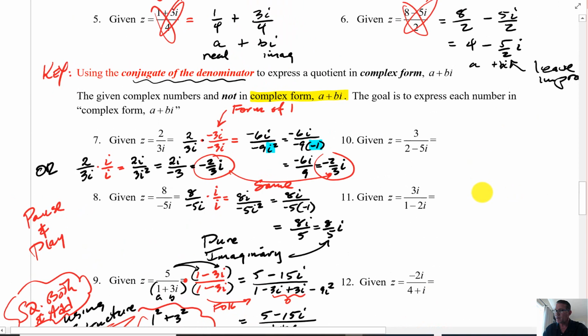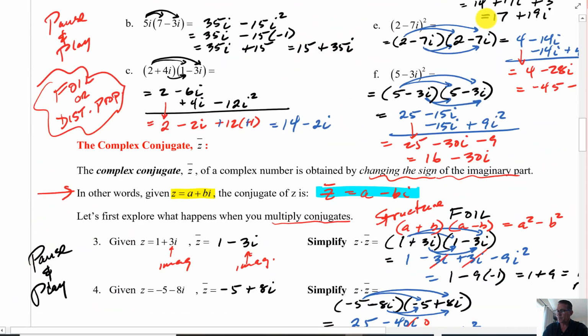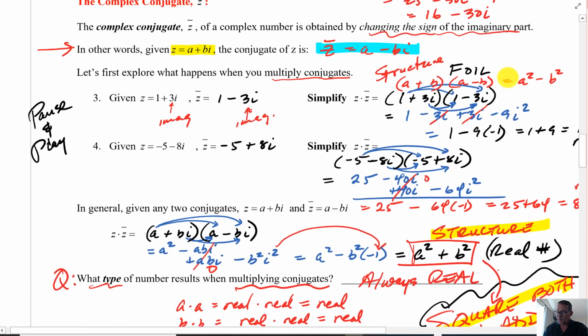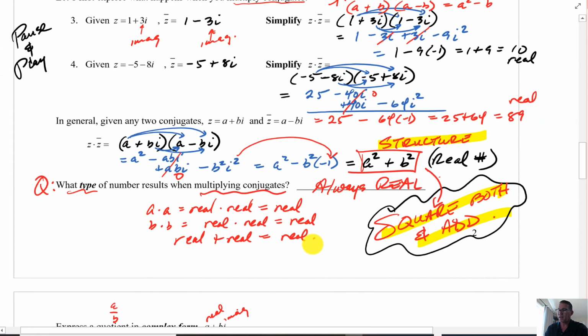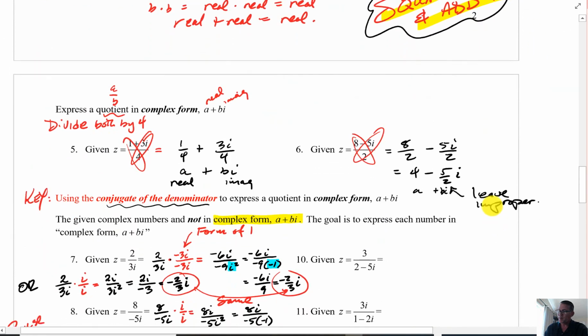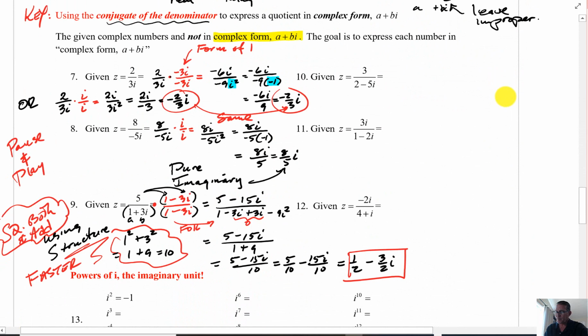As I said back up here, what happens when you multiply any two conjugates? Well, you always get a squared plus b squared. So you just square both and add, a squared plus b squared. Square both and add. That's the structure behind multiplying conjugates. It happens every single time. At this point, it's now your turn. So pause the video and try number 10.